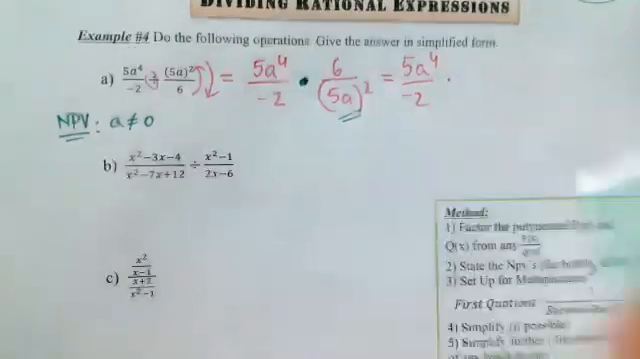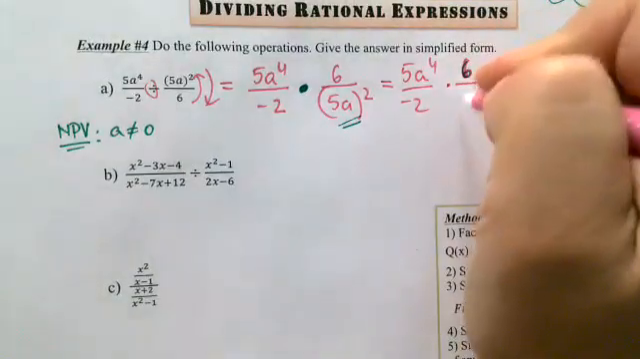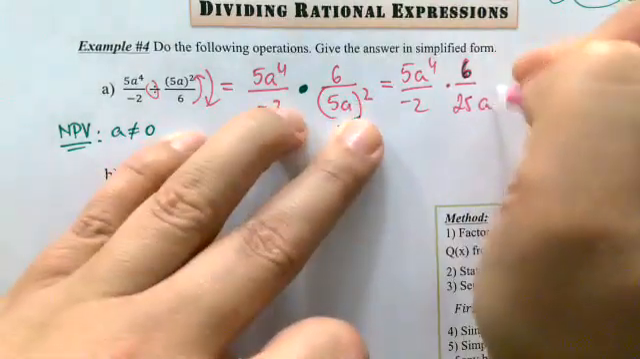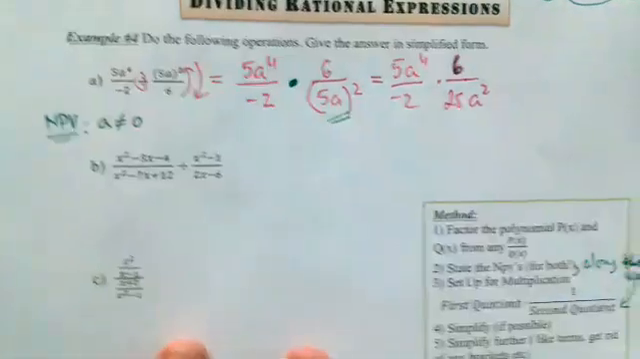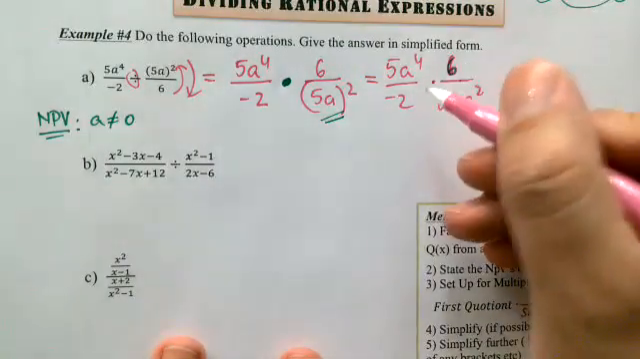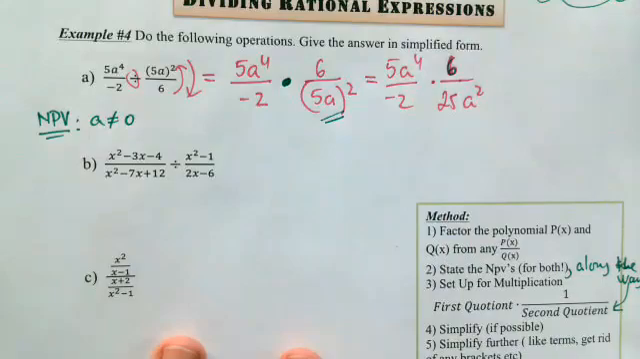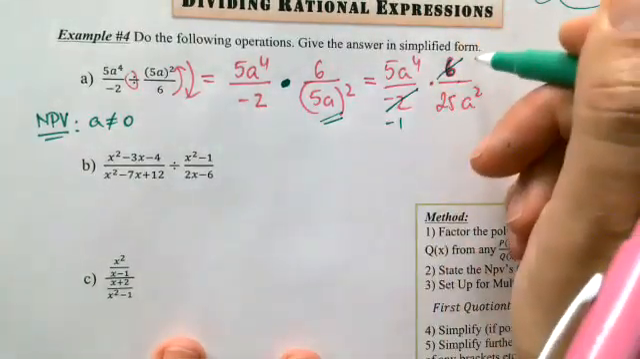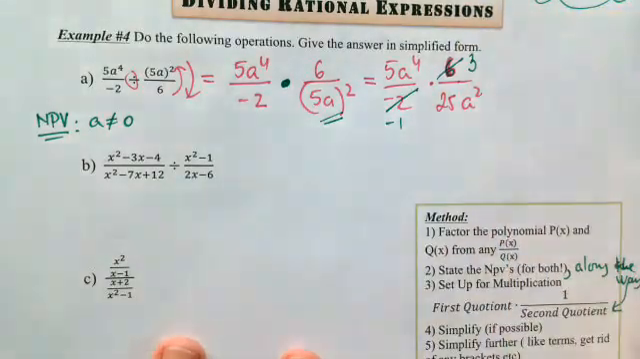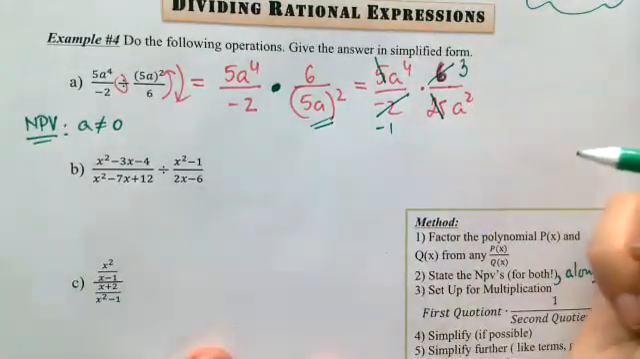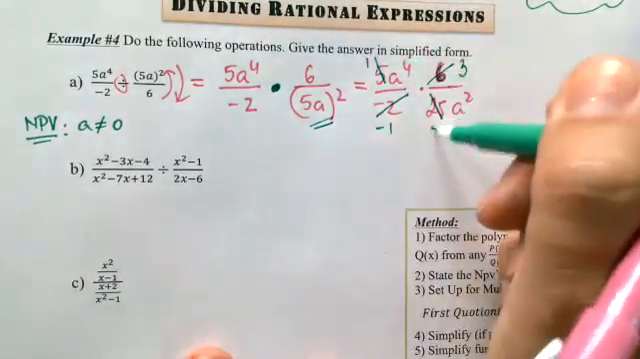Multiplications, divisions. I lost track of my colors here. So 5 squared is 25, a squared is a squared. So now I'm going to simplify. 6 with -2, I can divide both by 2, so -1 and 3. 5 and 25 divided by 5, so 1 and 5.